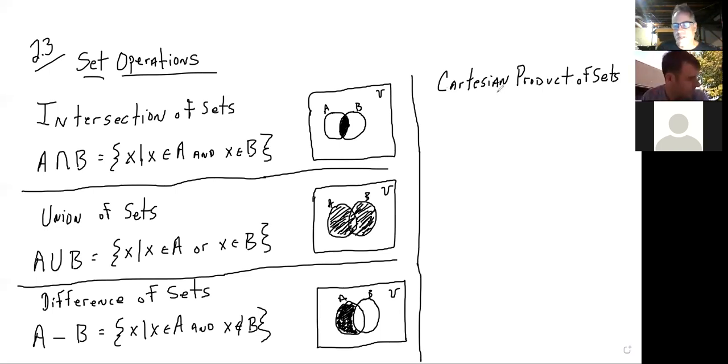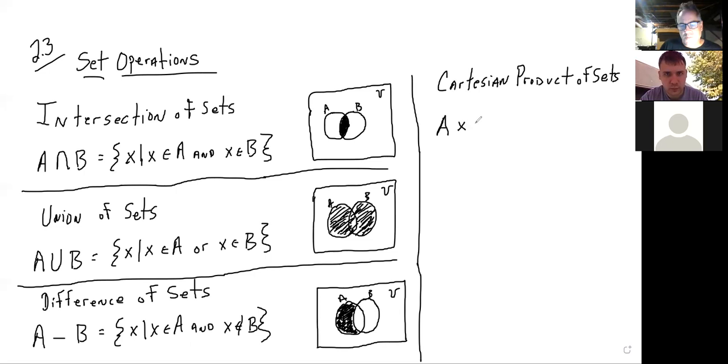The word Cartesian comes from a guy's name, Rene Descartes, so it's named after him. We'll look at a few other connections in a second. Now, I see the word product, and it makes me think multiplication, and the notation certainly looks that way.